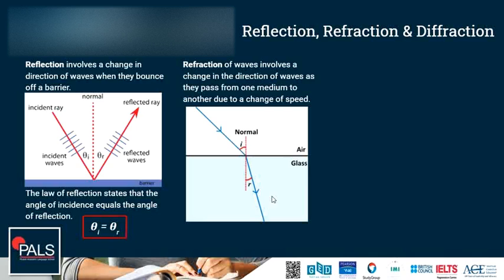Refraction of waves involves a change in the direction of waves as they pass from one medium to another due to a change in the speed of the wave. When a wave passes from a medium where it travels faster into a medium where it travels slower, the wave will bend towards the normal, as we can see in the picture below. This is an example of light traveling in air and going into glass. Light travels faster in air than in glass, so the light bends towards the normal as it slows down.